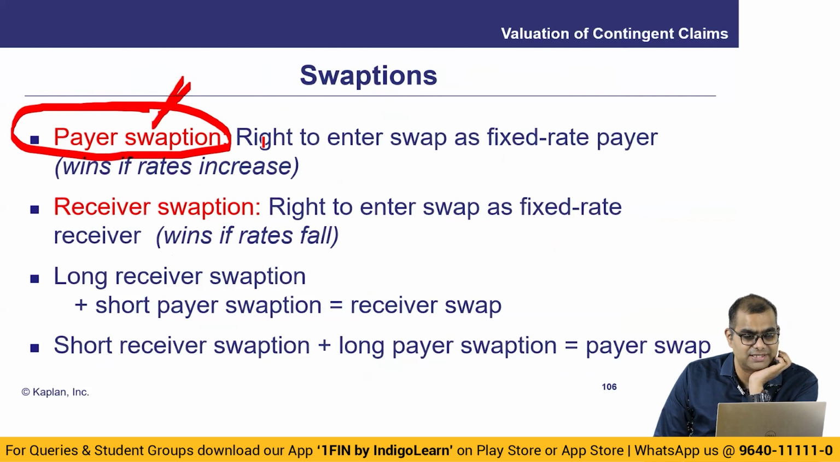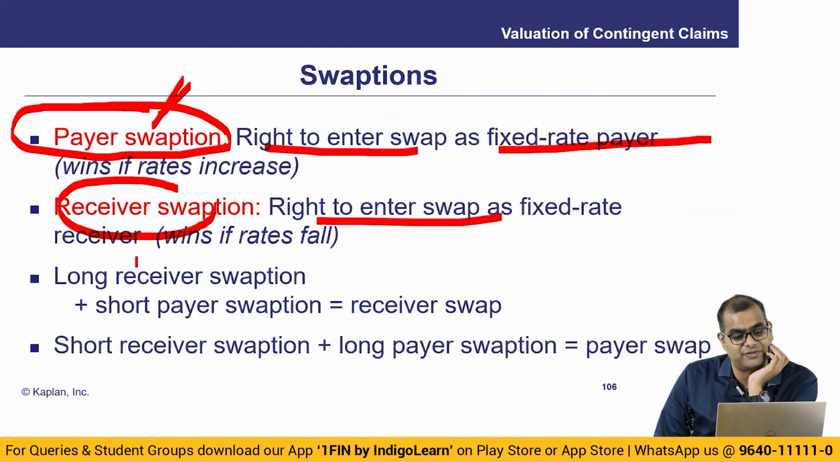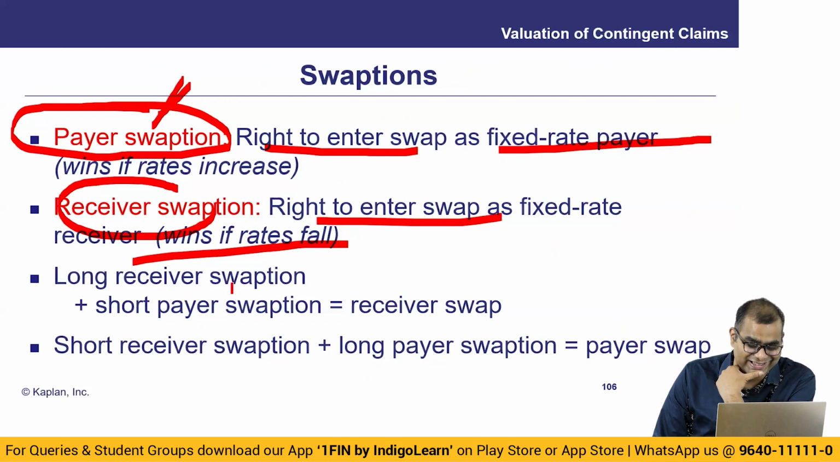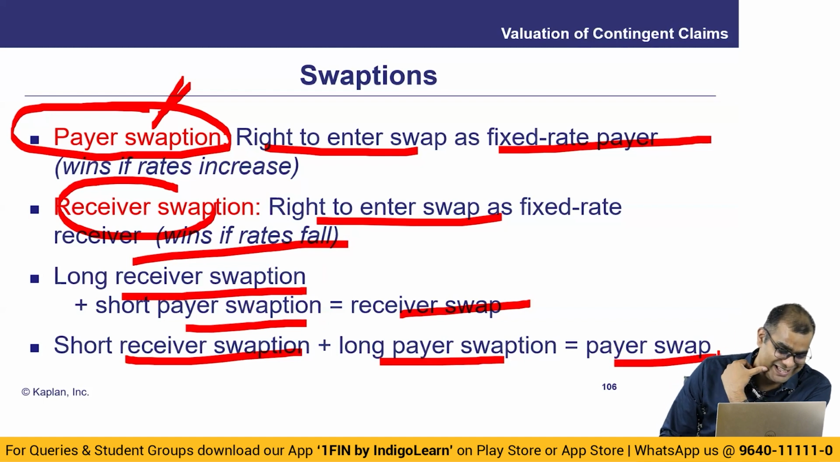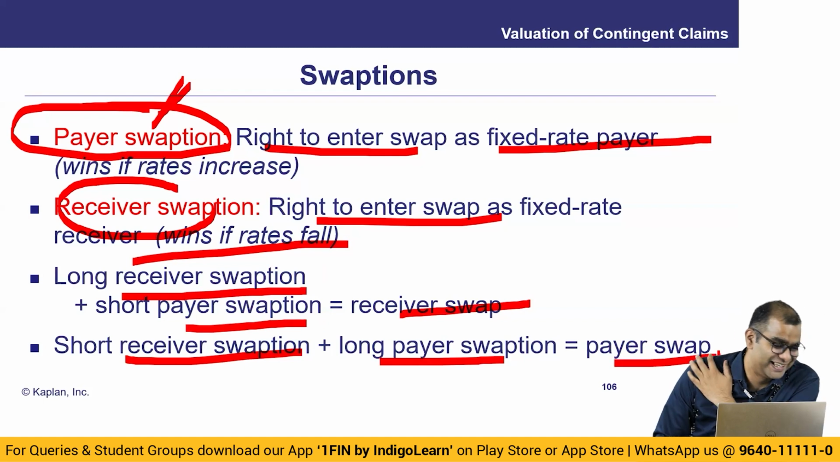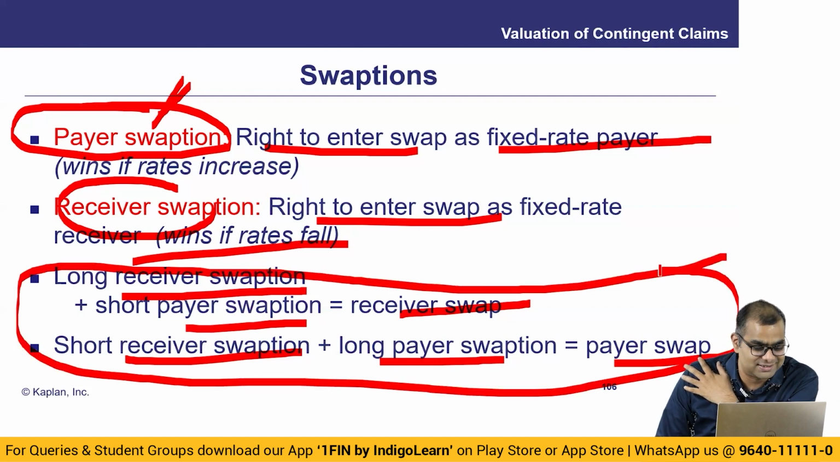So a payer swaption is a right to enter into a swap as a fixed rate payer. A receiver swaption is a right to enter into a swap as a fixed rate receiver. And this is the fun part. Don't get confused. Long receiver swaption plus short payer swaption is equal to receiver swap. And short receiver swaption plus long payer swaption is equal to payer swap. I just want to show this to you. You think over this.